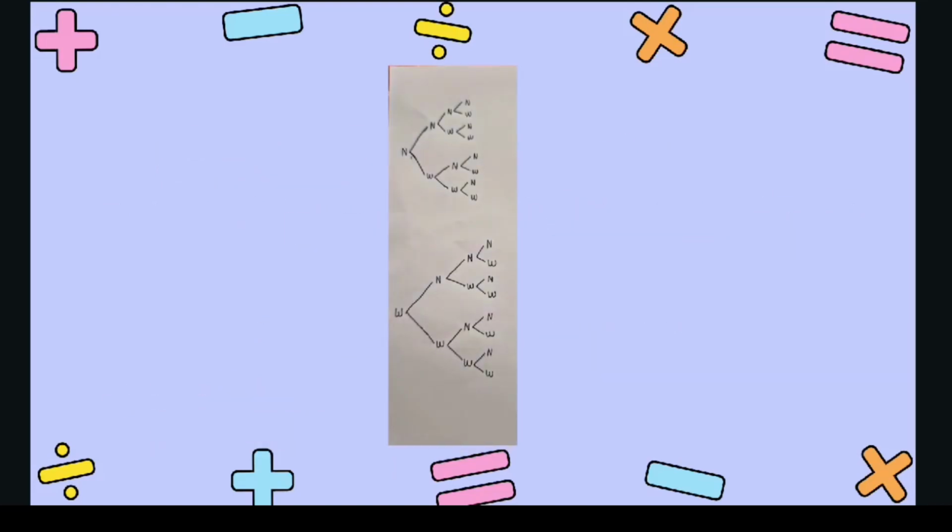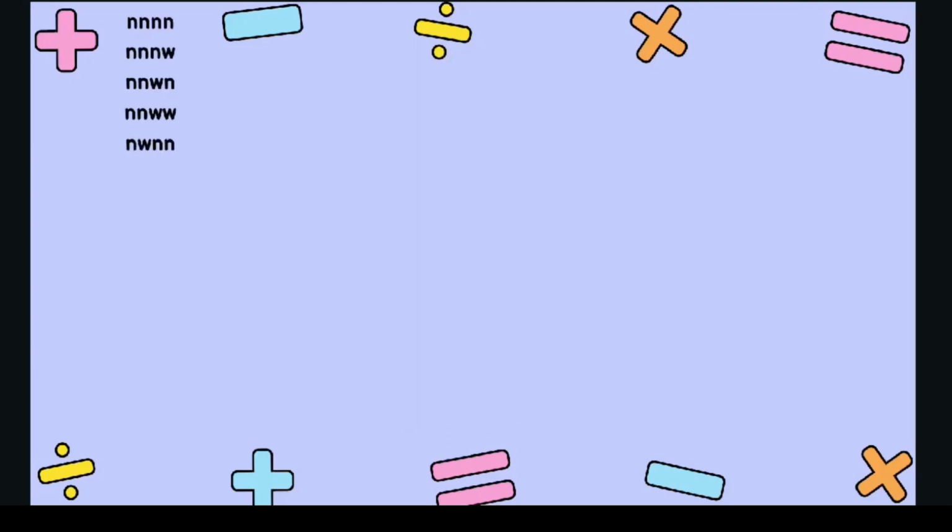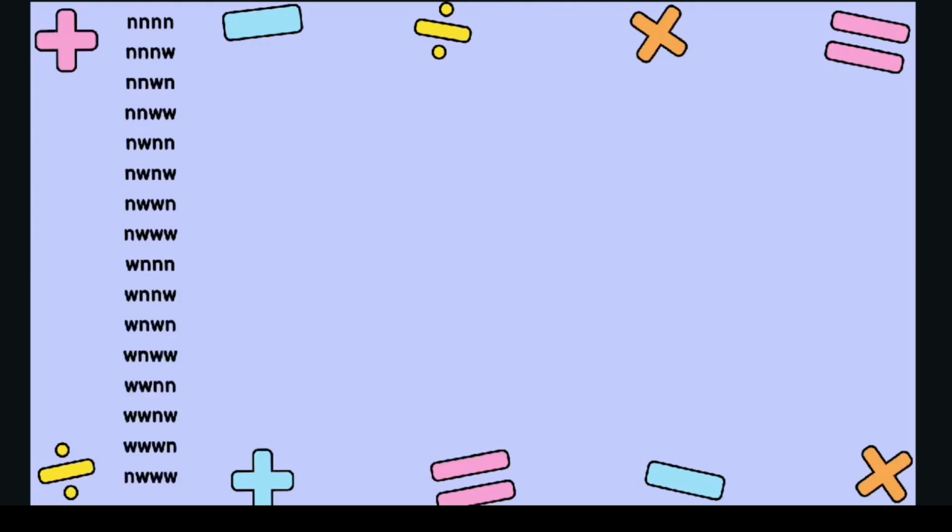So in discrete probability distribution, we can use a graphic organizer to represent and arrange all the sample spaces of the possible outcomes of this probability. And this is the representation of the graphic organizer. But to easily understand this, we can also use this form to know how frequent the letter W appears in each set.